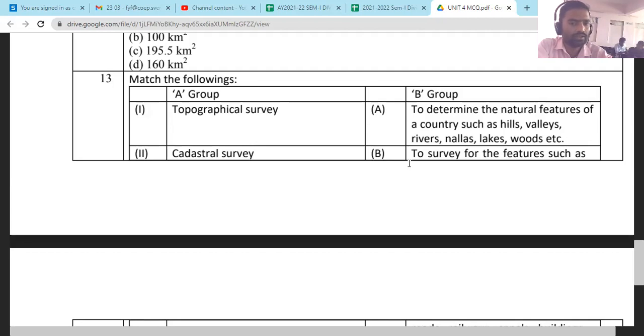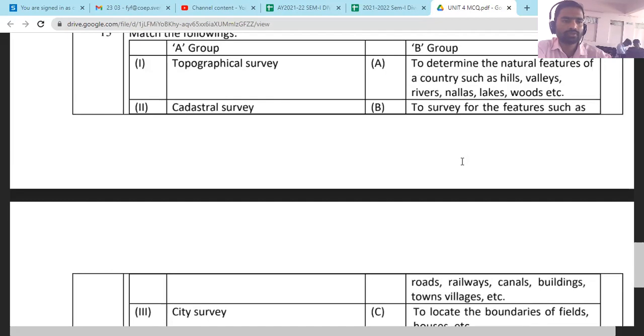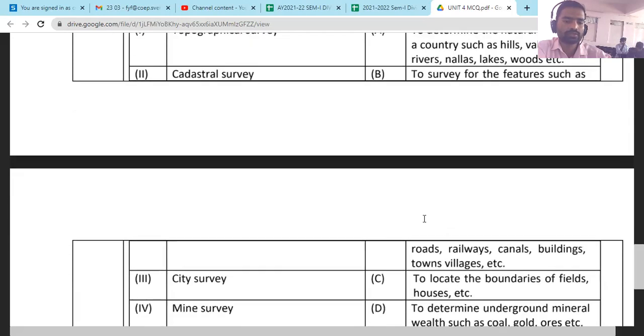Next line, again the topographical survey definition: to survey for the features such as roads, railways, canals, buildings, towns, etc.